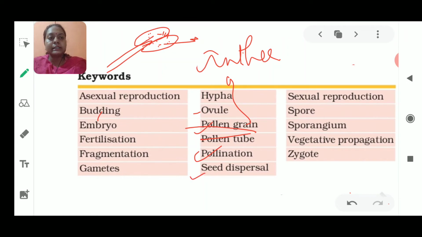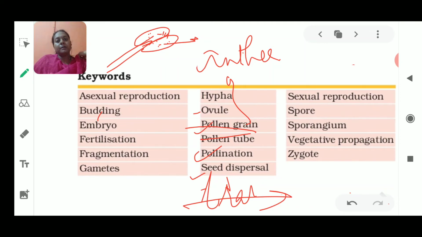Okay, next, what is the next word? Next word is seed dispersal. As I have discussed yesterday itself, what is the meaning of the word dispersal? Dispersal means to move from one place to another. To travel from one place to another, it could be a small distance, it could be a large distance. The seeds which are being dispersed are moving from one place to another place.